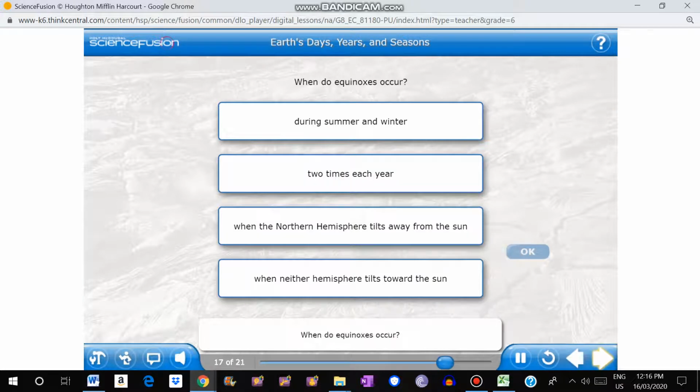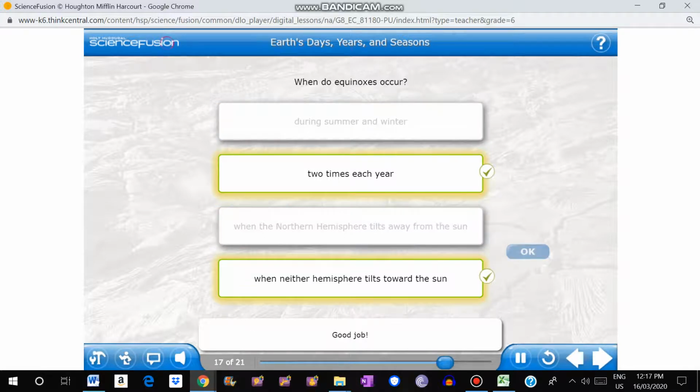When do equinoxes occur? Click all of the answers that are correct, then click OK. Good job! 2 equinoxes occur each year when neither hemisphere tilts toward the sun.